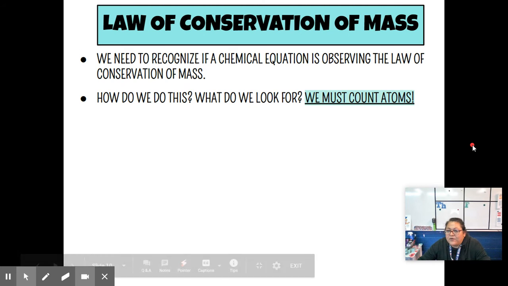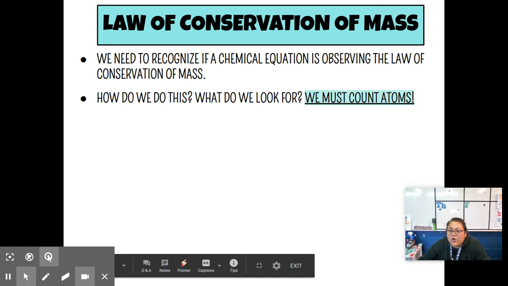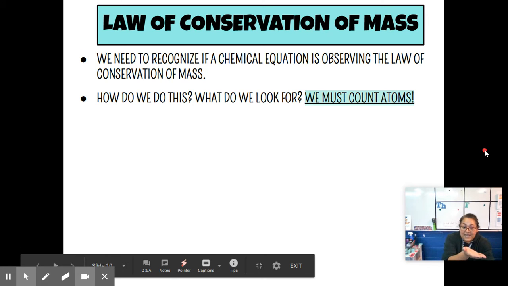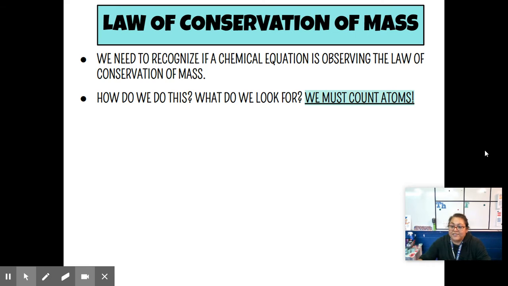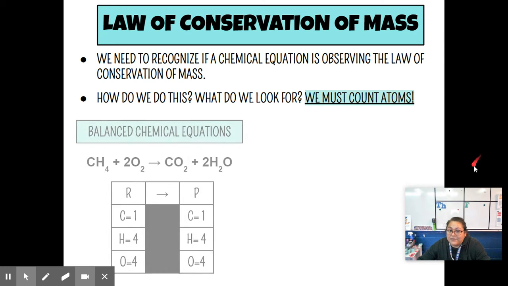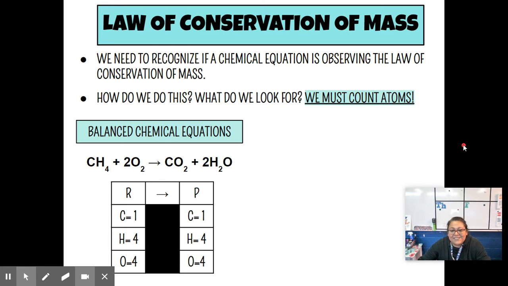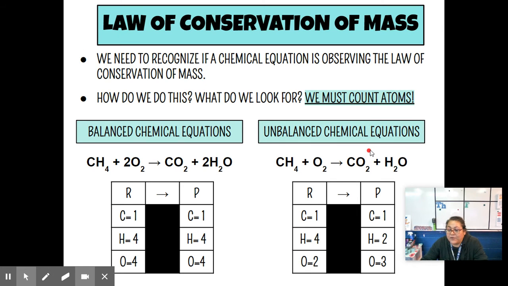We need to recognize if a chemical equation is observing the law of conservation of mass. So how I know if a chemical equation is following the law of conservation of mass is I have to figure out, are the atoms the same on the reactant side as they are on the product side? I have to count all the atoms up. And what I'm looking for is, is this a balanced chemical equation where both sides are balanced? The same amount of atoms of elements are here as they are over here. The reactants equal the products. Or is there something wrong and they don't match up? We call that an unbalanced chemical equation.